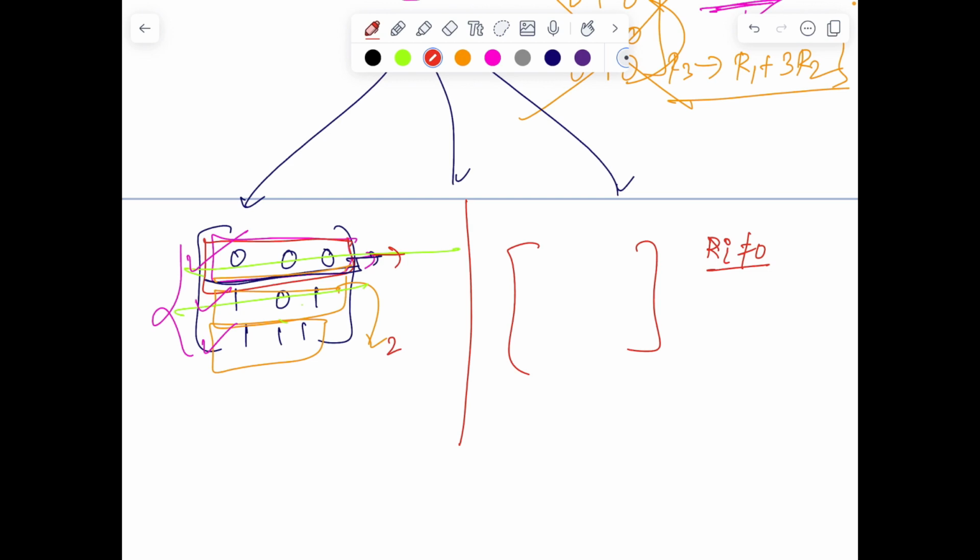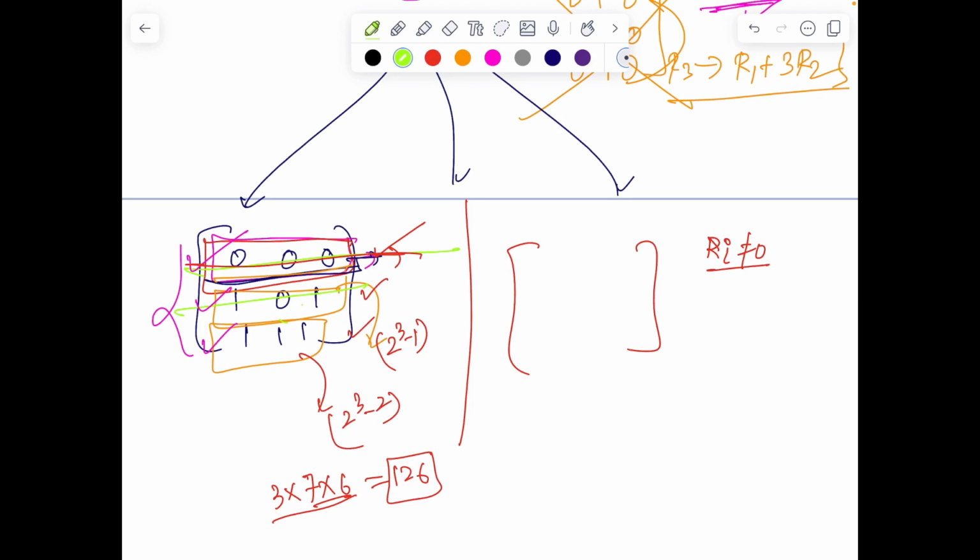So if 0 0 0 is in the first row, for the second one I can't use the first, so we have 2 cube minus 1 possibilities. For the third one I can't use the first 2, so 2 cube minus 2 possibilities. So in total we have 7 into 6 for the other 2 rows, and the 0 row can come in first, second or third place, so we have 3 possibilities. So in total we have 126 possibilities, and remember this is when one of the vectors has died.